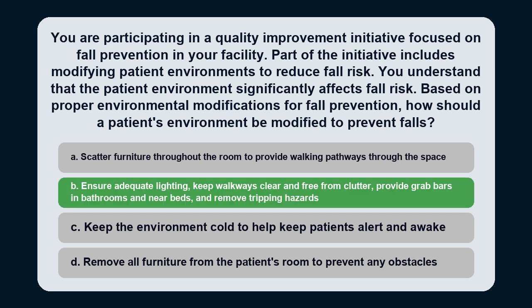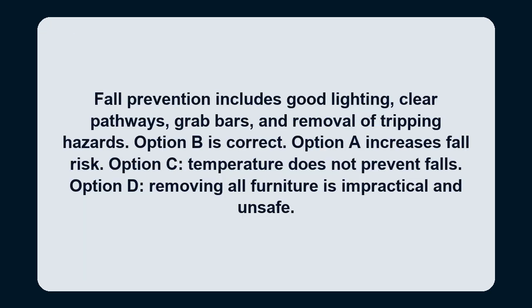The answer is B. Fall prevention includes good lighting, clear pathways, grab bars, and removal of tripping hazards. Option B is correct. Option A increases fall risk. Option C, temperature does not prevent falls. Option D, removing all furniture is impractical and unsafe.